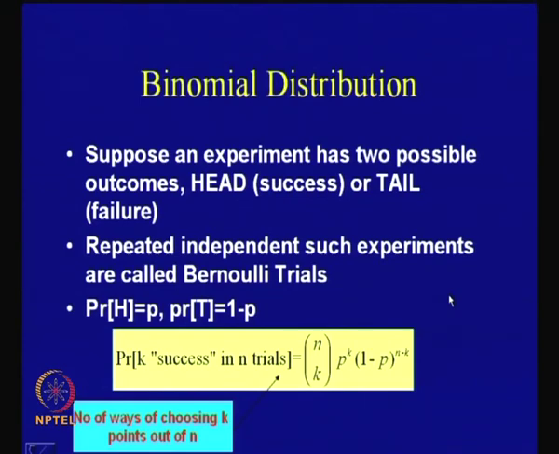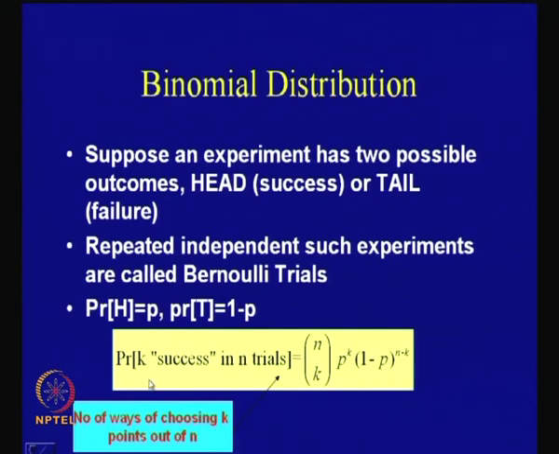So then we actually define a very important distribution which is called a binomial distribution. It says that suppose there is an experiment and it has got two possible outcomes, like it could be either a success or a failure, or a head or a tail, and then we repeat the experiment independently. These are called Bernoulli trials. If I denote the probability of a head to be p and the probability of a tail to be 1 minus p, of course, because the head and the tail together, if I add these two probabilities, should be equal to 1.